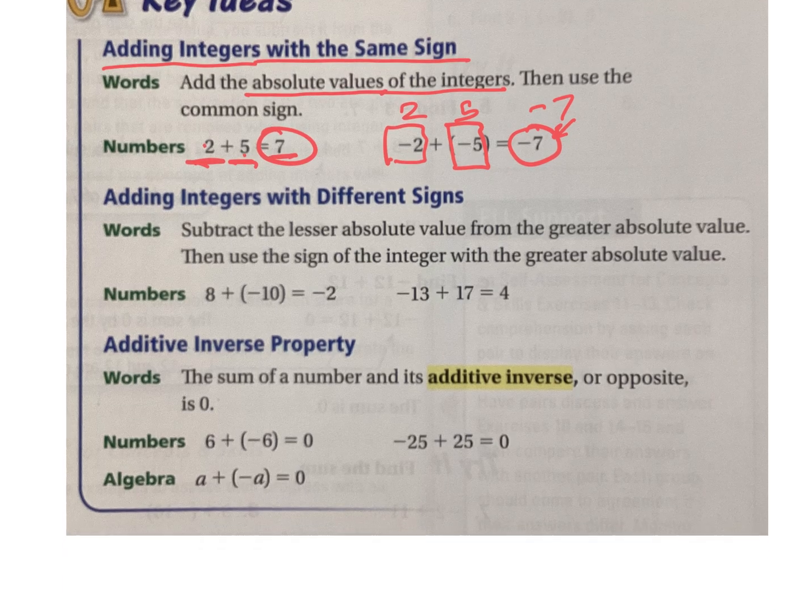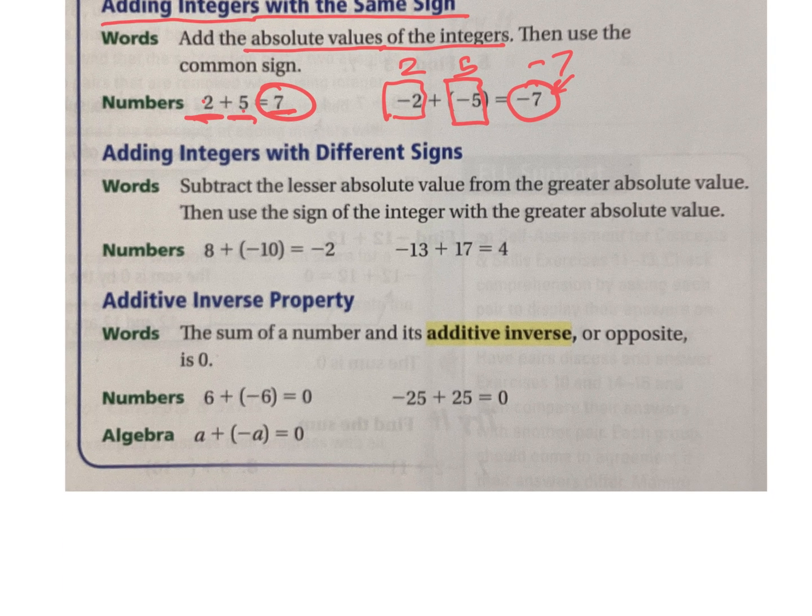Now, if we add integers with a different sign, okay, so one's a positive and one's a negative, you want to subtract the lesser absolute value from the greater absolute value, then use the sign of the integer with the greater absolute value. All right, that's kind of a lot to think about. But let's find the absolute value.